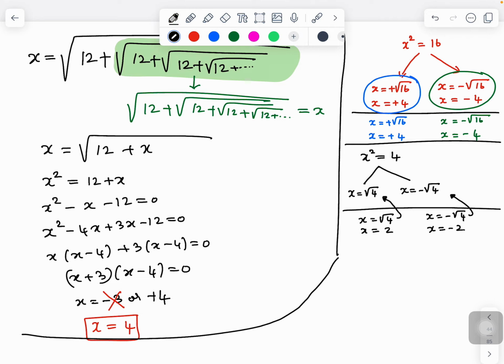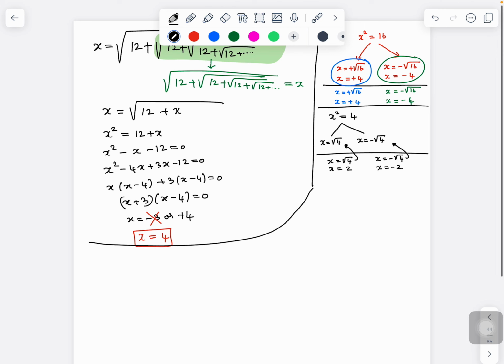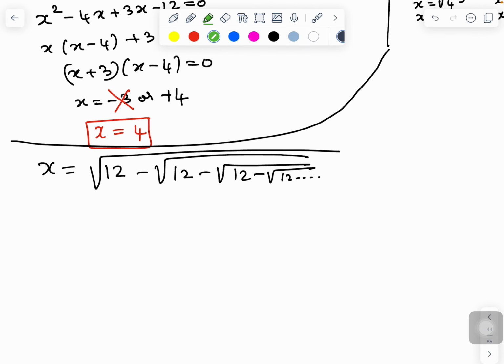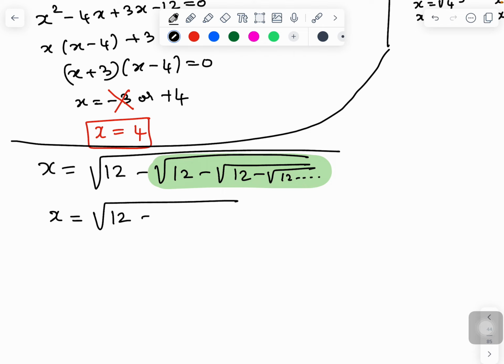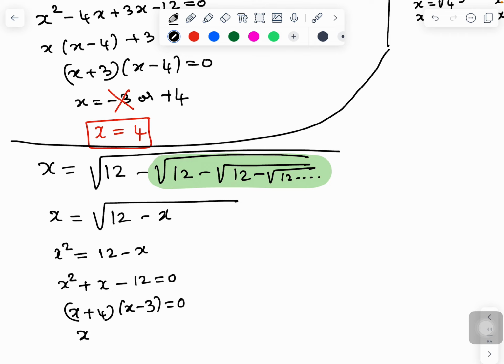Now we will look at a similar problem to this. If I pick up another question like x is equal to square root of 12 minus square root of 12 minus square root of 12 minus square root of 12 minus, an infinite number of times. If I look at this particular green component, this component is nothing but the entire question itself, square root of 12 minus square root of 12 minus, until an infinite number of times. So I'll write x is equal to square root of 12 minus x. I can square on both the sides. x squared equals 12 minus x, or the quadratic equation is x squared plus x minus 12 equals 0. This I can factorize as x plus 4 into x minus 3 equals 0.